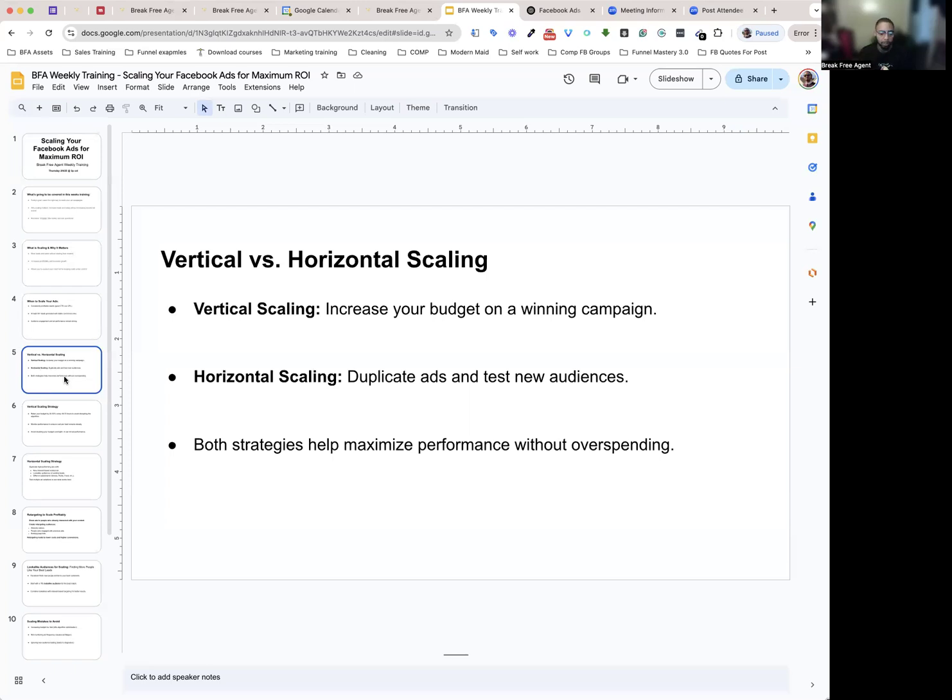Both strategies will help you maximize performance without overspending. So both of them work. Just try them both and see which one you like best.